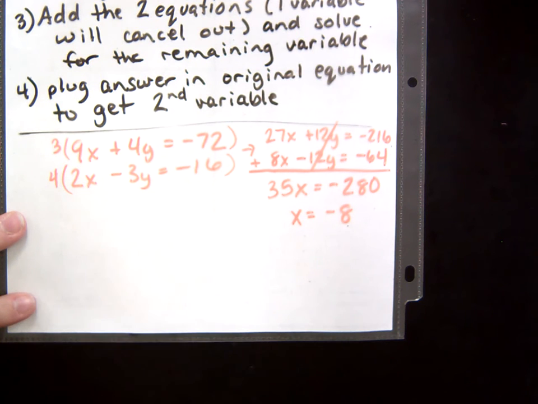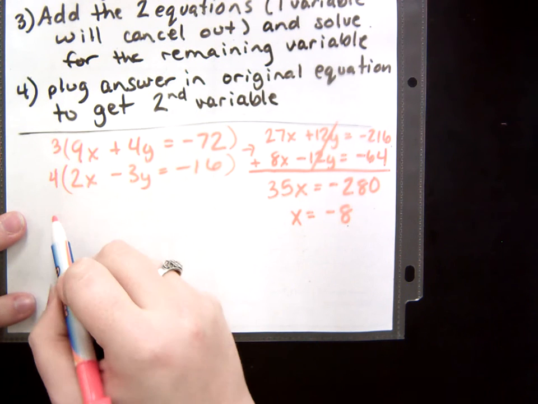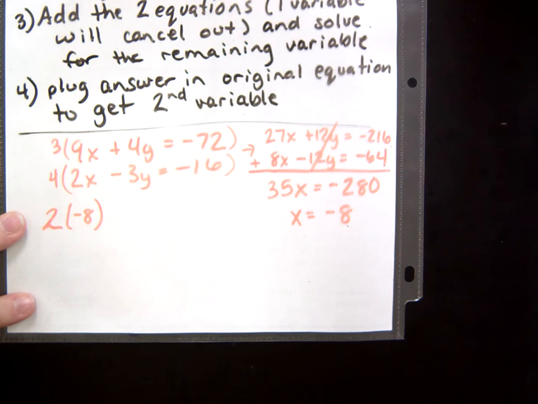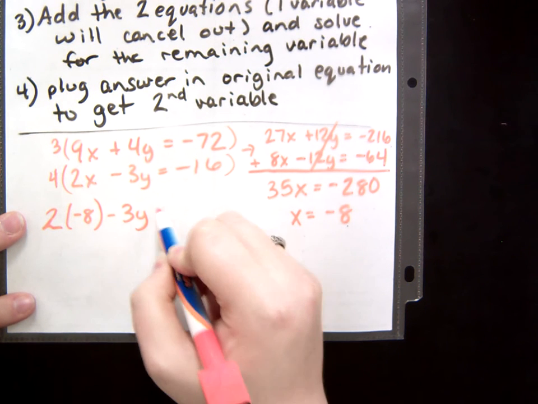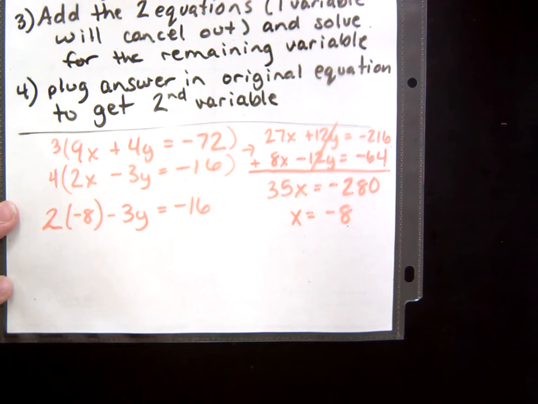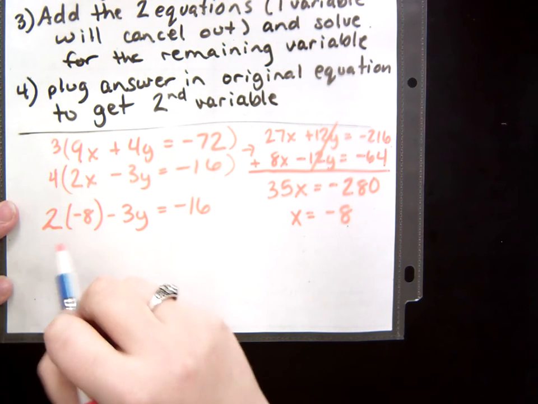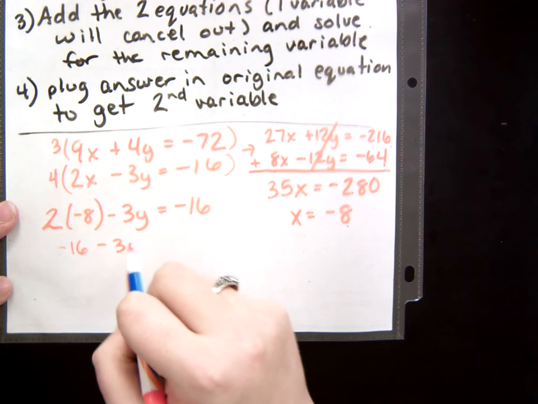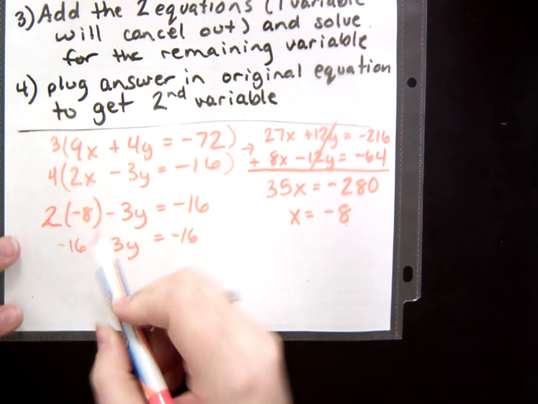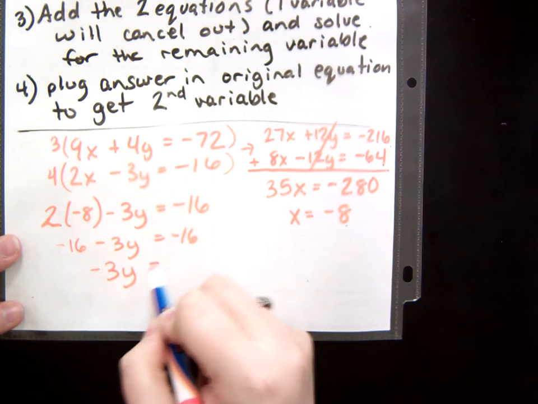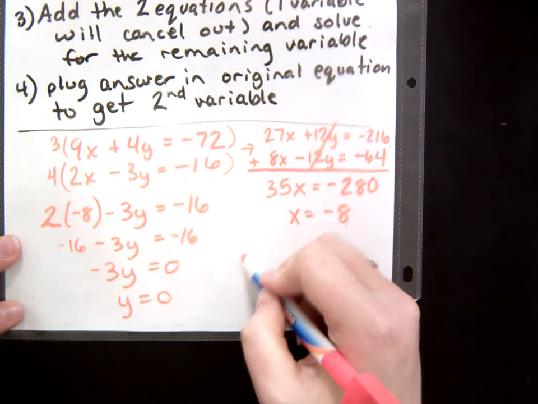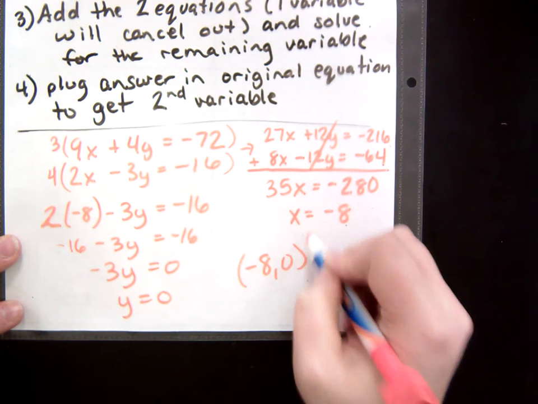Then you take it and plug it into one of your two original equations. So if I choose the bottom one, because it's got smaller numbers, I'll plug in a negative 8 for x, and then I can solve for y. So when I do this, I'll get negative 16 minus 3y equals negative 16. I add 16 to both sides, which gives me negative 3y equals 0, which means y is 0. So the answer to this system is negative 8, 0.